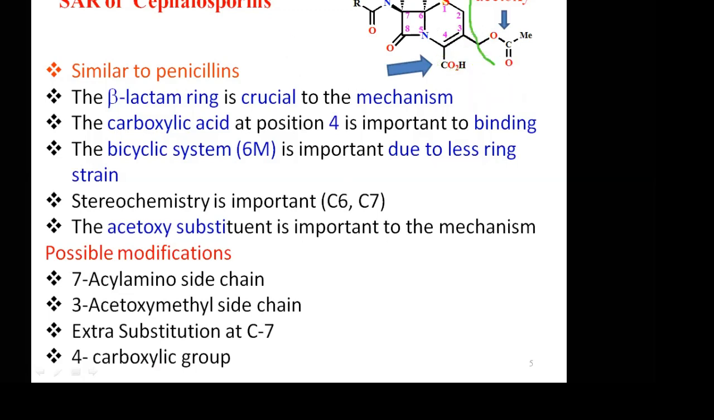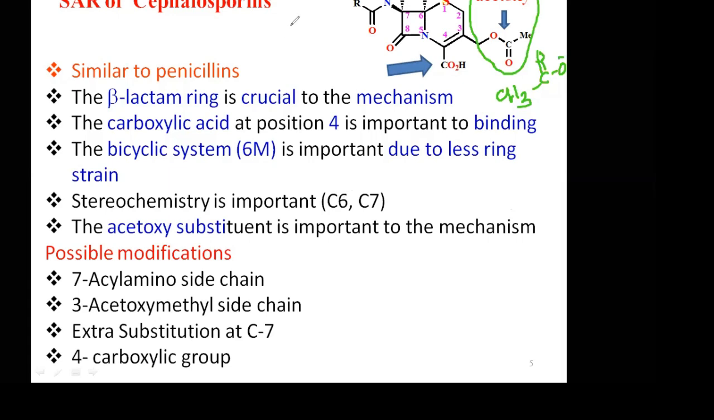Now you see the acetoxy group present here. Acetoxy group means CH3-C(=O)-O is called the acetoxy group. It is important for the mechanism of action.